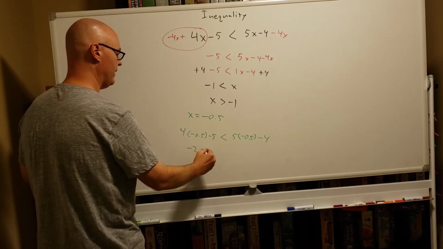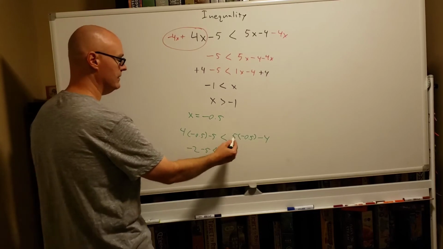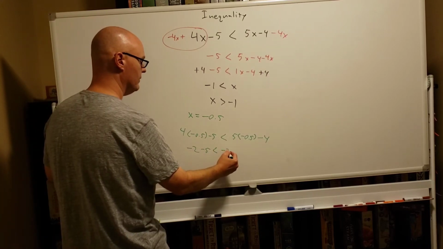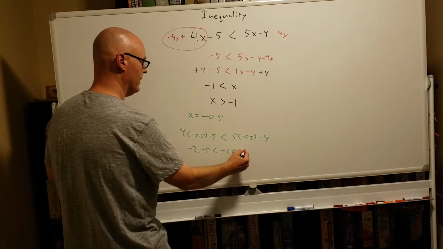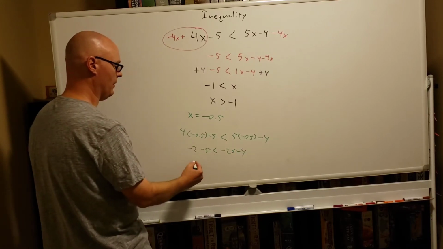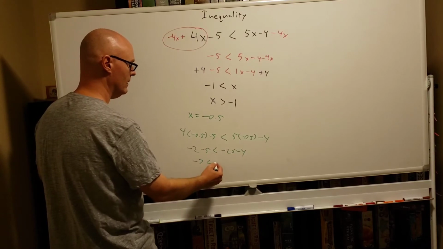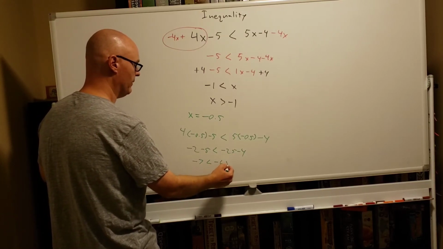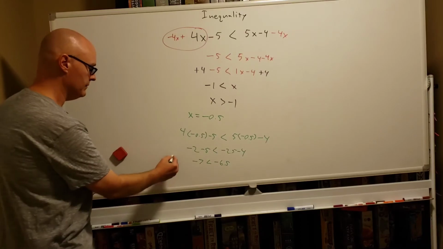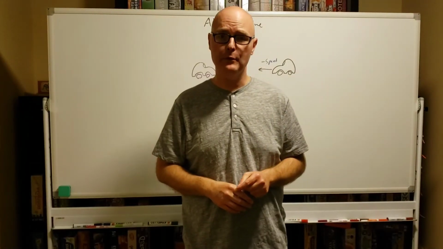-2 minus 5 is less than -2.5 minus 4, or -7 is less than -6.5. That is true. Next, we want to talk about absolute value.